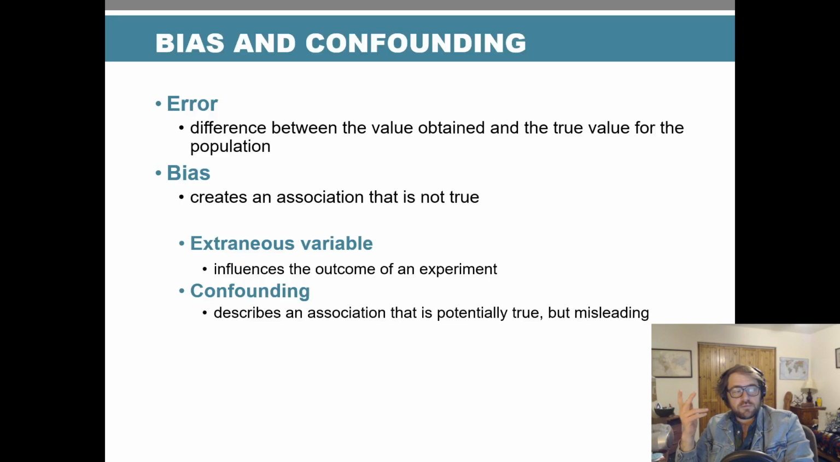To sum up, error is the difference between the value obtained and the true value. Bias is an association that is not true between 2 variables. Sampling error, remember, is random variation, it's fine. Non-sampling error creates bias, it's not fine. An extraneous variable is something that influences the outcome of an experiment, and a confounding variable describes an association that is potentially true, it looks like it's true, but it's actually misleading.